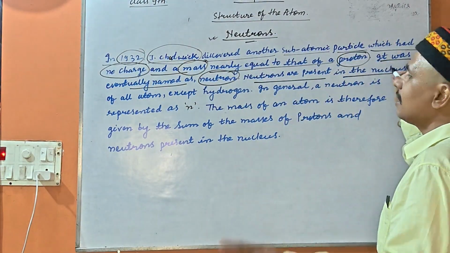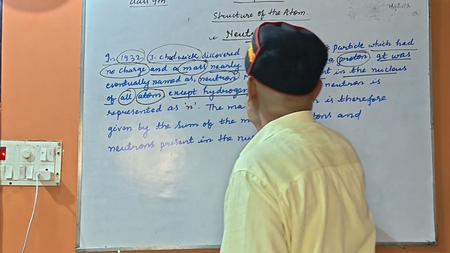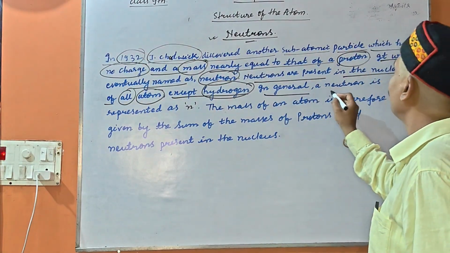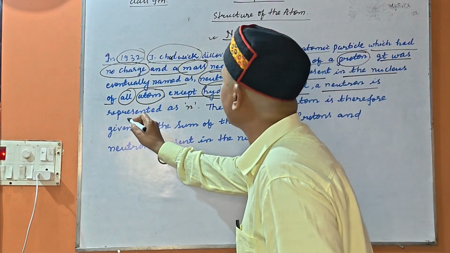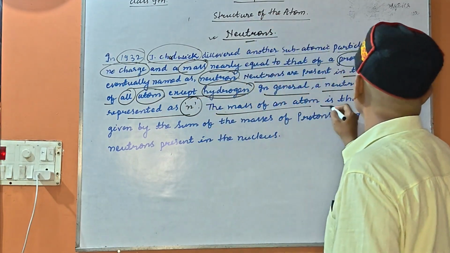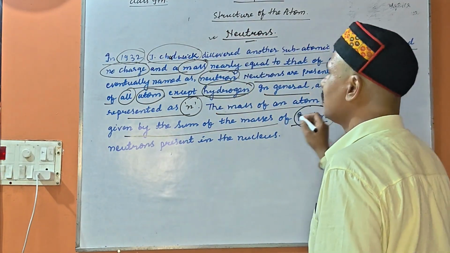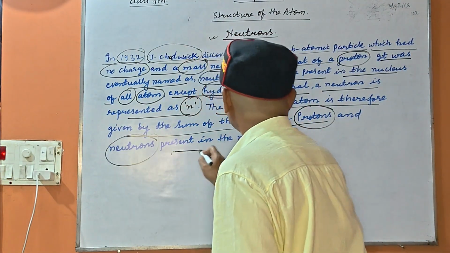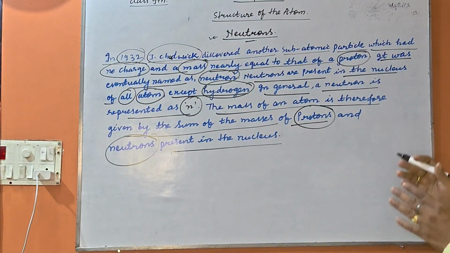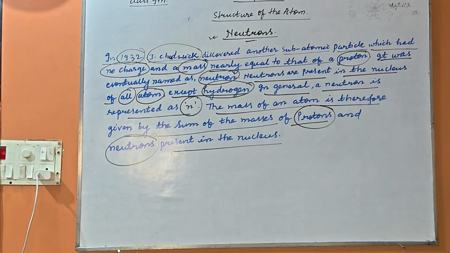Neutrons are present in the nucleus of all atoms except hydrogen. In hydrogen, no neutrons are present. The mass of an atom is therefore given by the sum of the masses of protons and neutrons present in the nucleus. So if you are going to calculate the mass of an atom, it is given by the sum of the masses of protons and neutrons present in the nucleus.